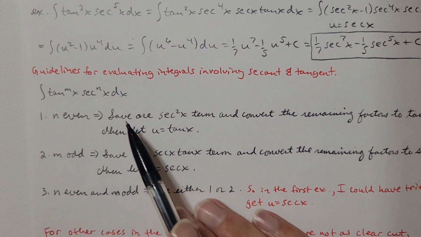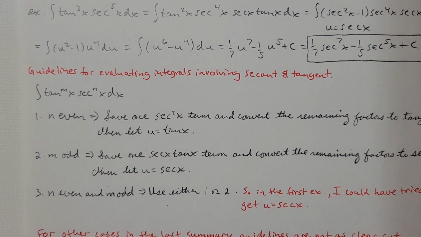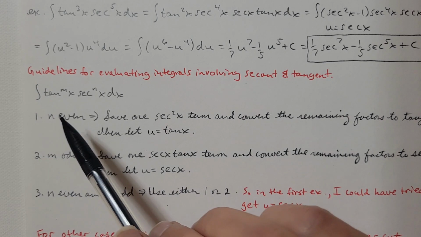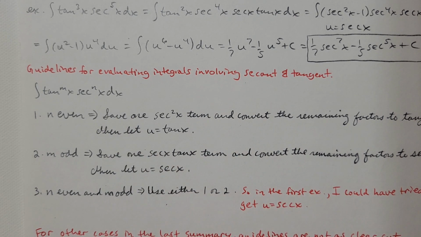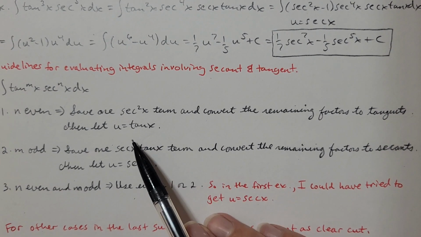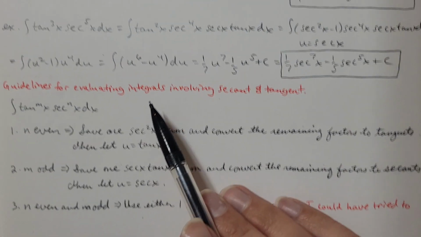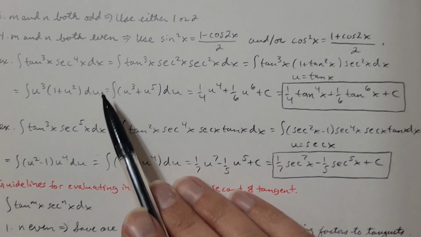Okay, so here are some guidelines for evaluating integrals involving secants and tangents. You've got to be in this form. So you're integrating tangent of x to the m power and secant x to the n power. Now, if n is even, if the power of secant x is even, you're going to save one secant squared x term and convert the remaining factors to tangents. Then let u be tangent x. So just like what we did with this problem, right?